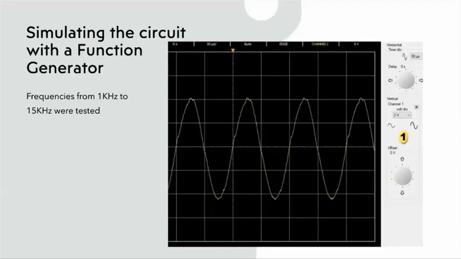The frequencies were tested on the physical circuit from 1 kilohertz to 15 kilohertz, and the distortion in the output signal is because of the LM324 op-amp that was used.